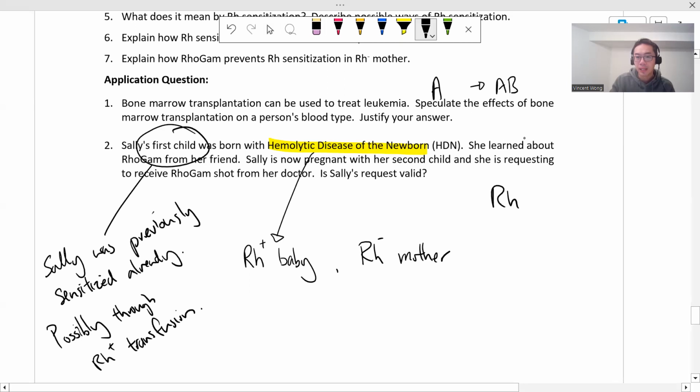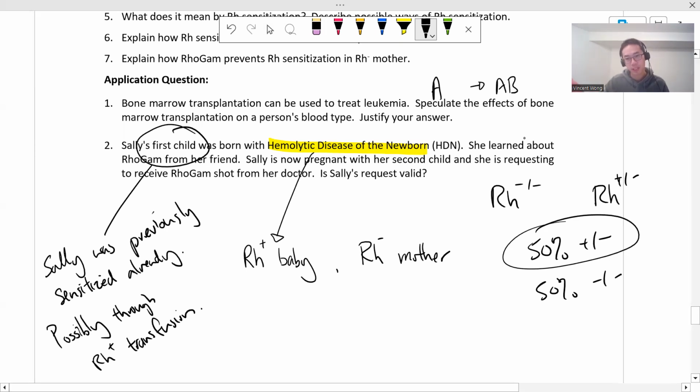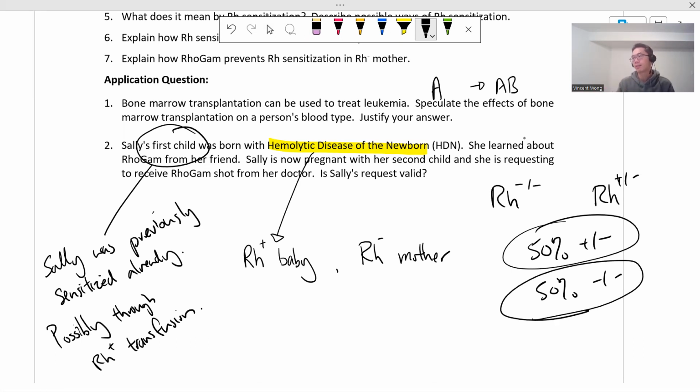Let's say the mother is negative negative and the father is positive negative. If you do the Punnett square, the baby has a 50% chance of being positive negative and a 50% chance of being negative negative. So it's possible that she got sensitized the first time if she did not receive the RhoGAM, and the second baby would have been okay, negative negative. So that's something they have to counsel. If someone has a first child with hemolytic disease, looking at the genetics, there's a 50-50% chance, so they can make an informed decision.